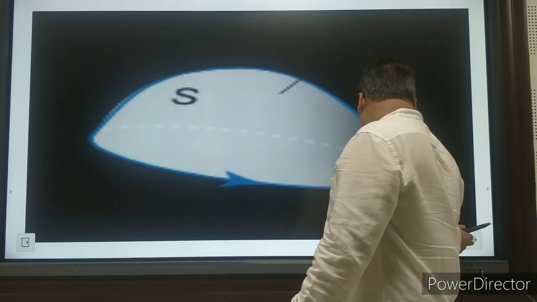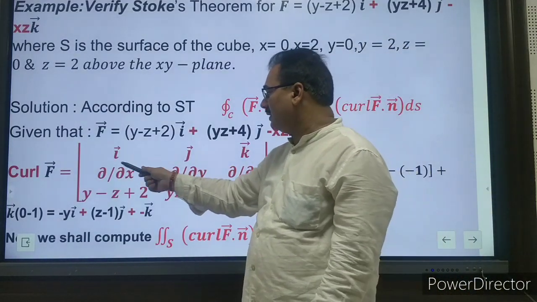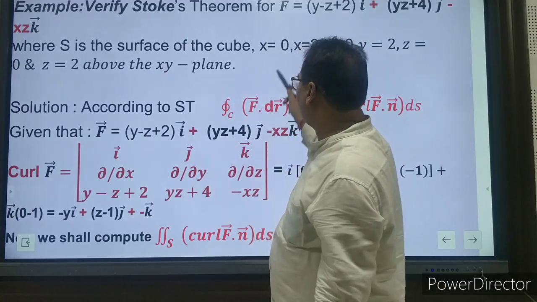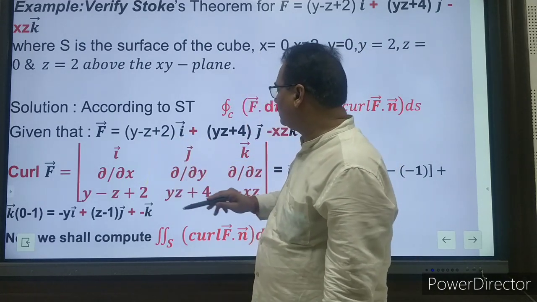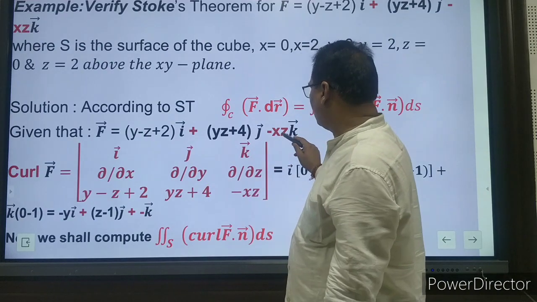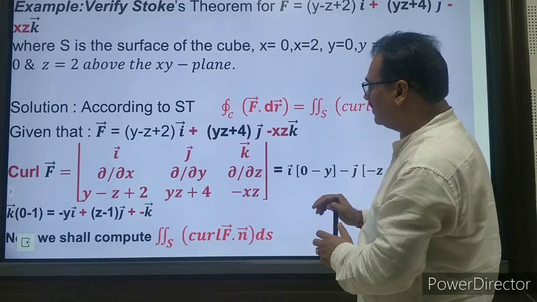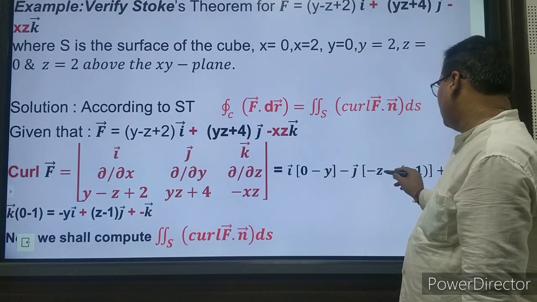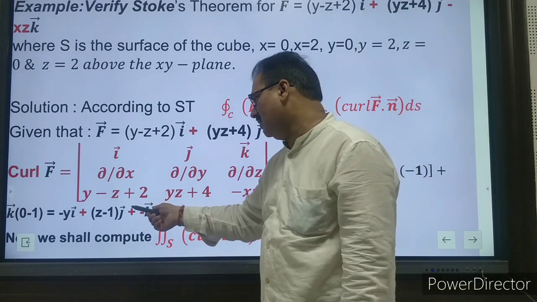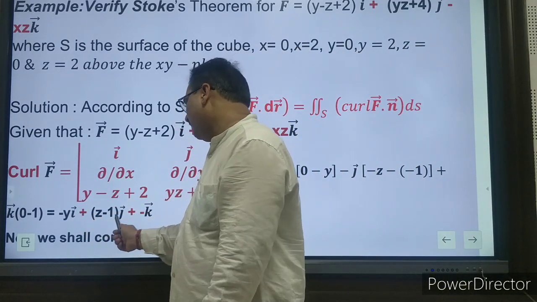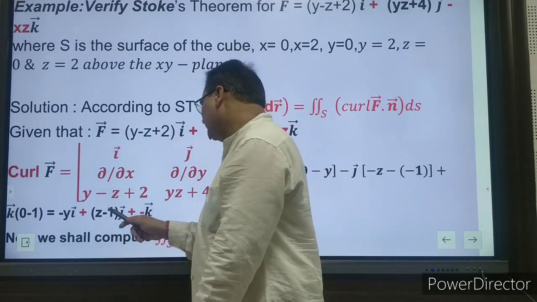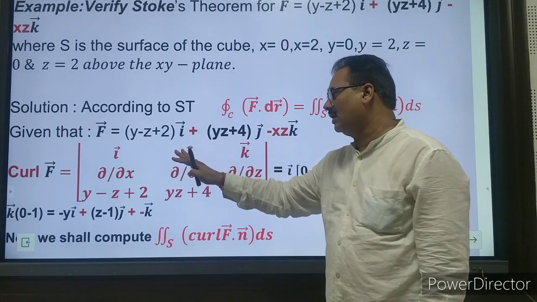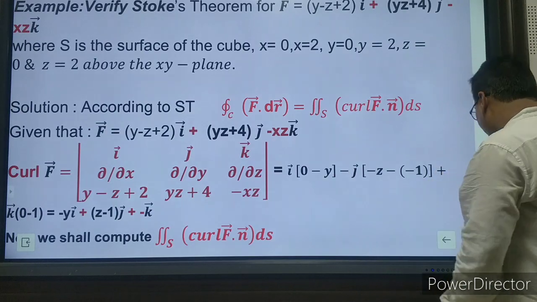So now we will calculate curl F. It is easy to calculate: the determinant with i, j, k, then ∂/∂x, ∂/∂y, ∂/∂z, and then you write all three components: here y − z + 2, then here yz + 4, and here −xz. Then you expand this. After expansion you will get, in the result, −y i + (z − 1) j − k. In this form you have written curl F and calculated its value.